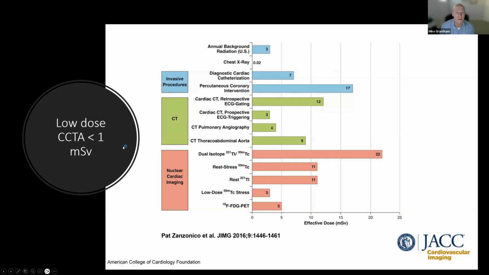As far as radiation dose goes, it was a busy slide, but nuclear medicine SPECT is around 11 millisieverts. CT, prospectively, is in the 1 to 3 millisievert range, and that's where most of our patients are, because most of our patients get prospective gated studies. If you did retrospective gating, full cardiac cycle, you could potentially be up to 12 millisieverts, but that's extremely rare that we use that. Diagnostic cath is about 7 millisieverts, and diagnostic cath with intervention, 17 millisieverts.